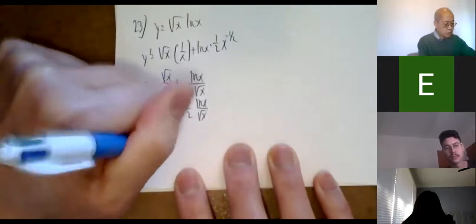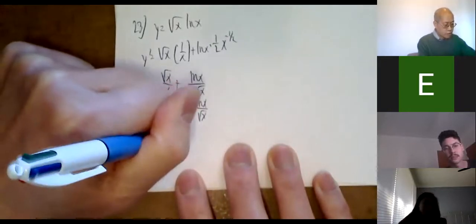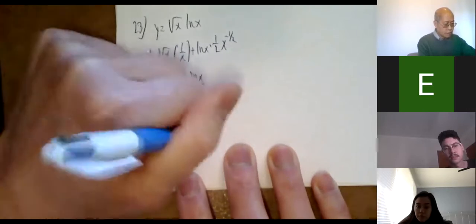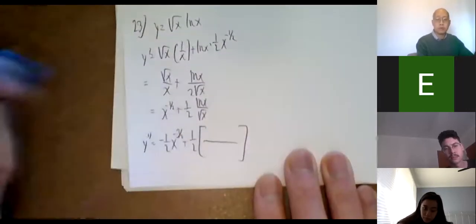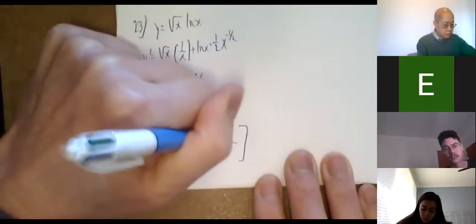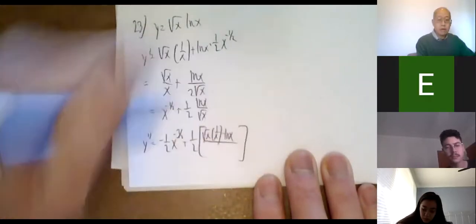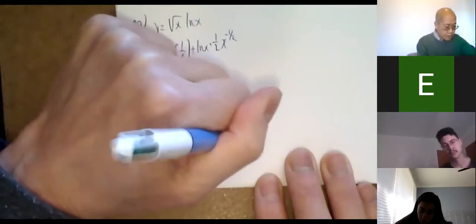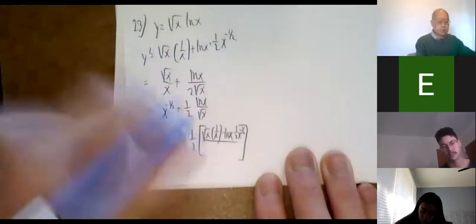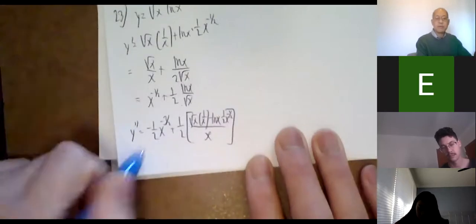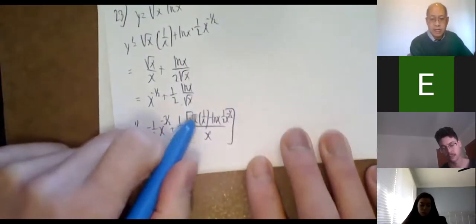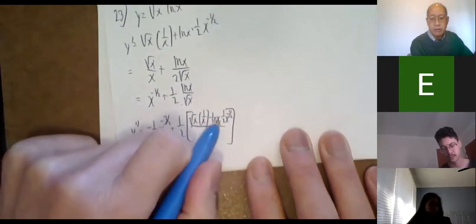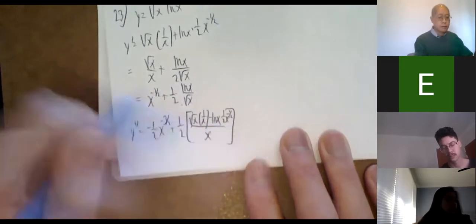Okay, so for y double prime, negative 1/2 x to the negative 3/2 plus 1/2 quotient rule. So bottom times derivative of the top minus top times derivative of the bottom. We just did that. 1/2 x to the negative 1/2 over the bottom squared, which is just x. Okay, so that's radical x times 1 over x minus ln x times 1/2 x to the minus 1/2. Okay, and maybe just clean up the algebra after that. But save time and not do that so I can get some more problems.